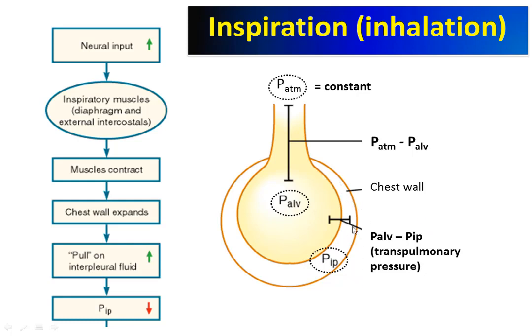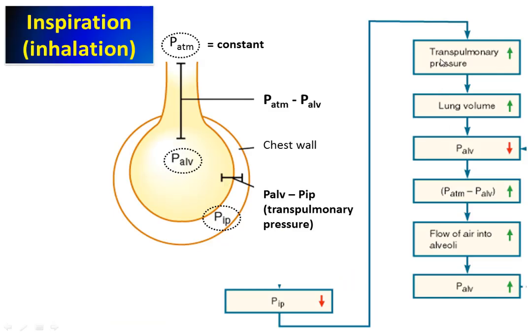This increases the volume of the alveoli. Remember, air has not gone in yet. And when the volume of the alveoli increases, the pressure inside the alveoli decreases. So now the intra-alveolar pressure is less than the atmospheric pressure, and air gets in. The increase in the transpulmonary pressure from positive 5 millimeters of mercury to positive 8 millimeters of mercury, or from positive 5 centimeters of water to positive 8 centimeters of water, increases the lung volume.